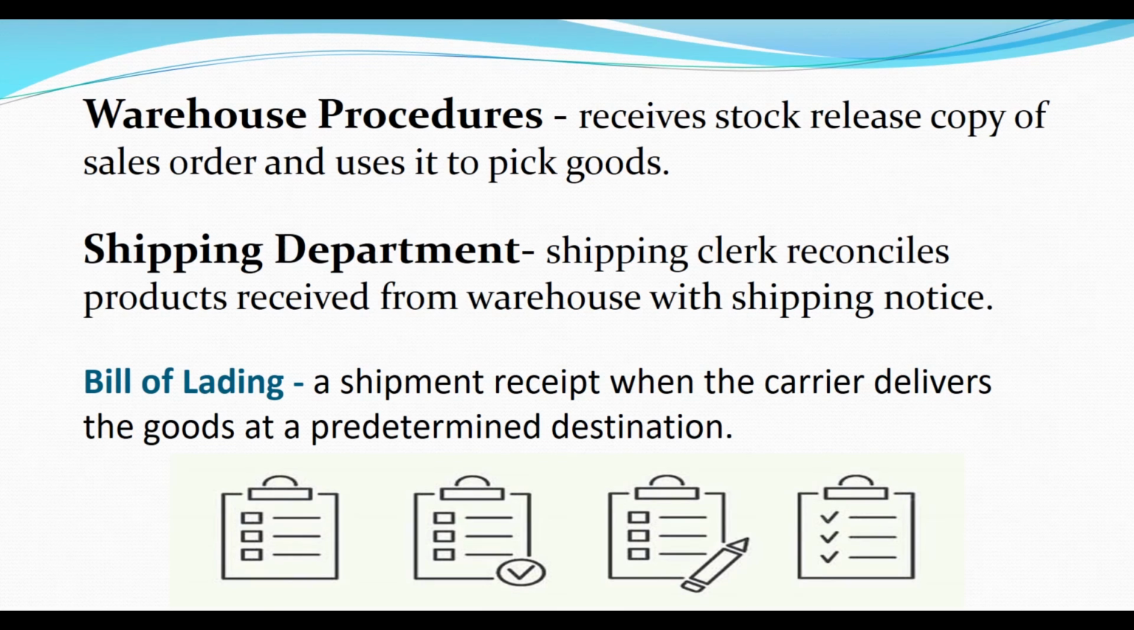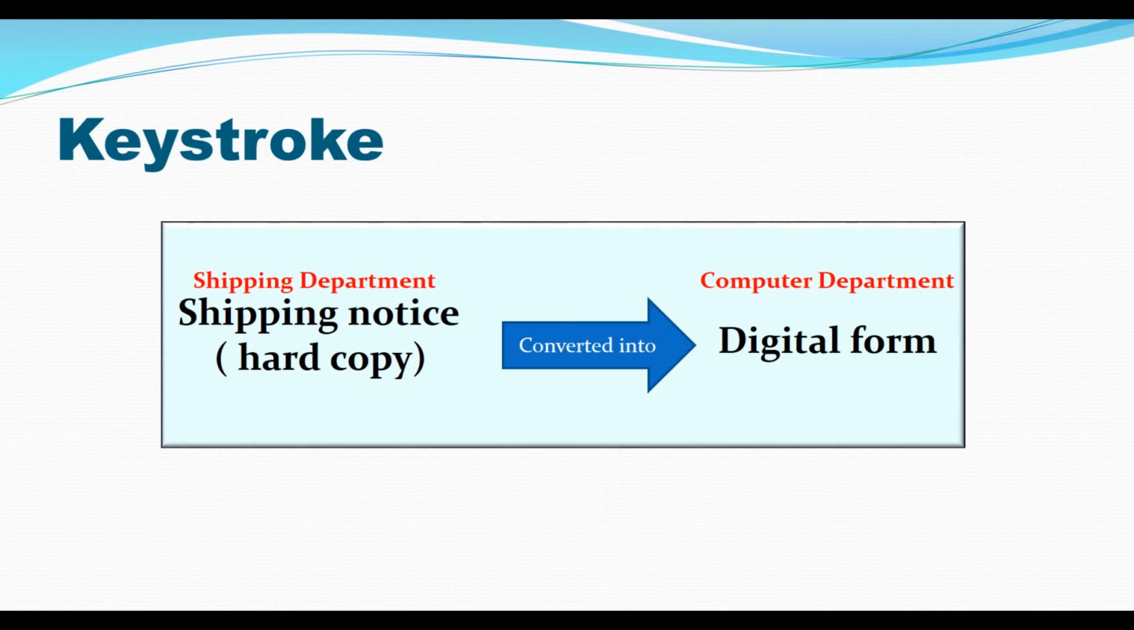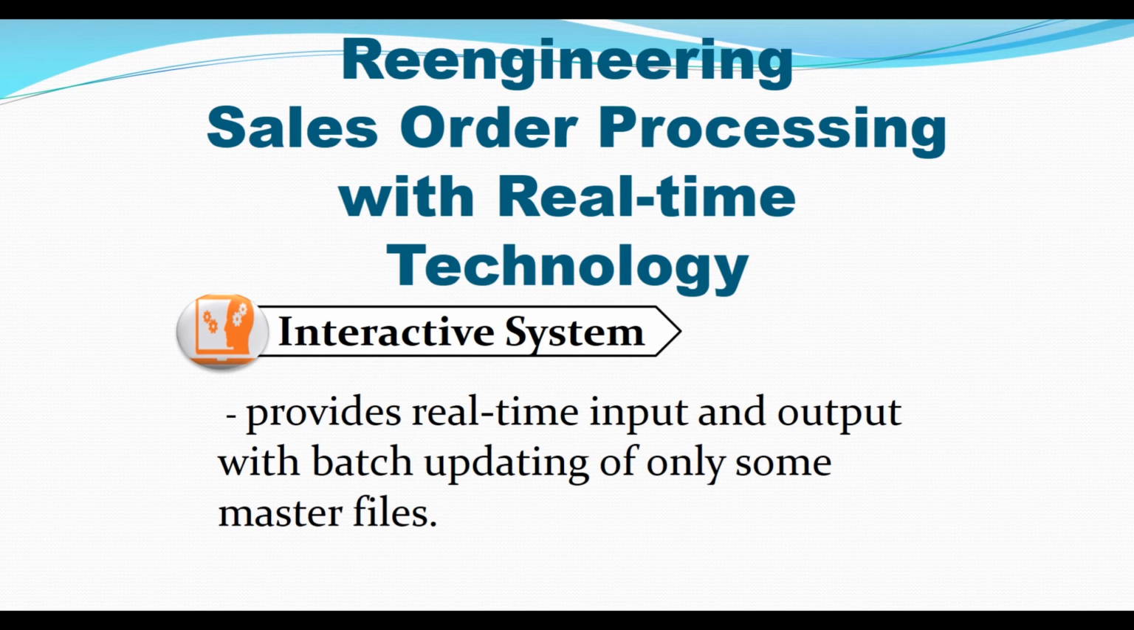Warehouse Procedures. Warehouse Clerk receives the stock release copy of the sales order and uses this to pick goods. While in the Shipping Department, Shipping Clerk reconciles products received from the warehouse with the shipping notice. If there are no discrepancies in the Shipping Department, Bill of Lading is prepared. Bill of Lading is a shipment receipt when the carrier delivers the goods at a predetermined destination. The shipping notice, which came from the Shipping Department, was sent to the Computer Department and converted into digital form.